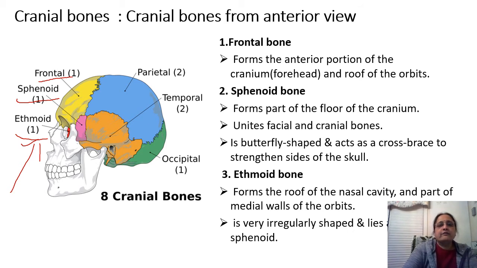So if you go for the frontal bone, it forms the anterior part of the cranium. That is nothing but the forehead. And a part is involved with the roof of the orbit formation.